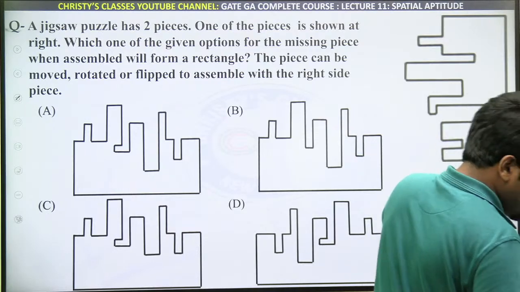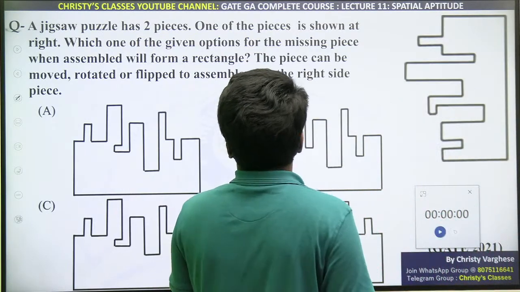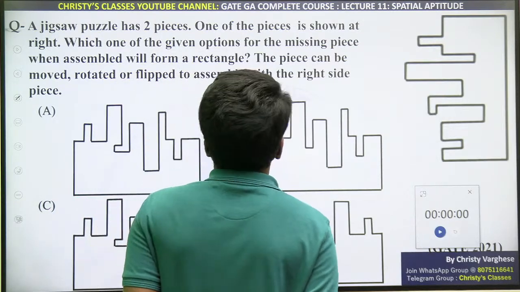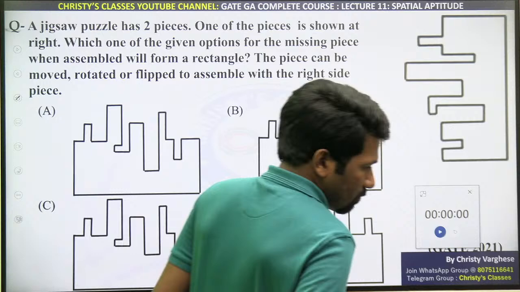Okay, so I'll explain. A jigsaw puzzle has two pieces. One of the pieces is shown at the right. Which one of the following given options for the missing piece when assembled?